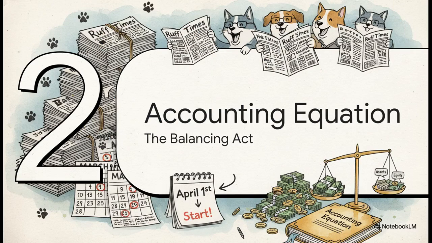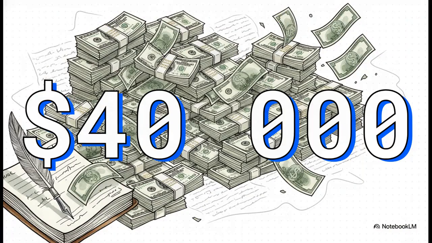Moving right along to Section 2, the accounting equation. So picture this. During March, Ruff runs a massive promotional offer for annual subscriptions that officially begin on April 1st. People absolutely can't get enough of your pet gossip stories, and you have a wildly successful month. You collect a staggering $40,000 in cash. Now, what's really interesting about this is how we handle it.